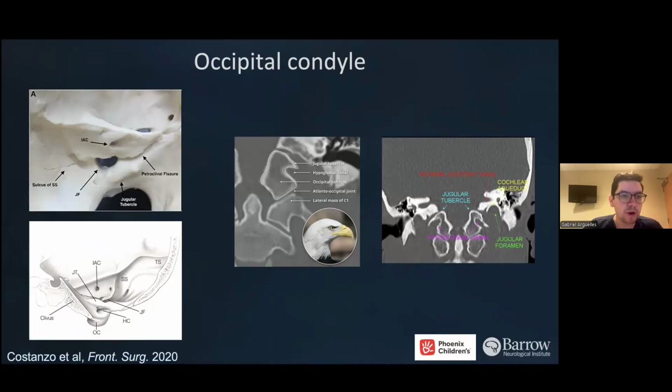So on the left upper image, you can see the occipital condyle going away from us, as the foramen magnum comes into view there. And then just superior to that is the jugular tubercle, which is a bony prominence between the occipital condyle and the hypoglossal canal and jugular foramen, which are highlighted more superiorly here.